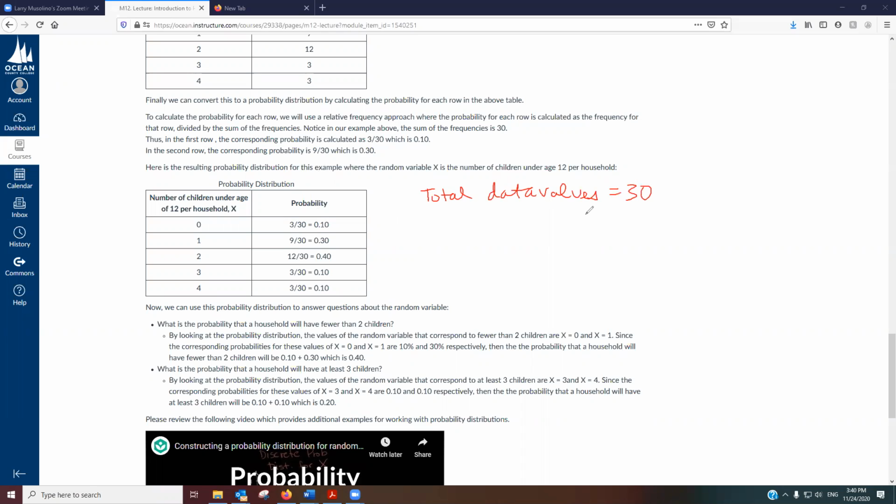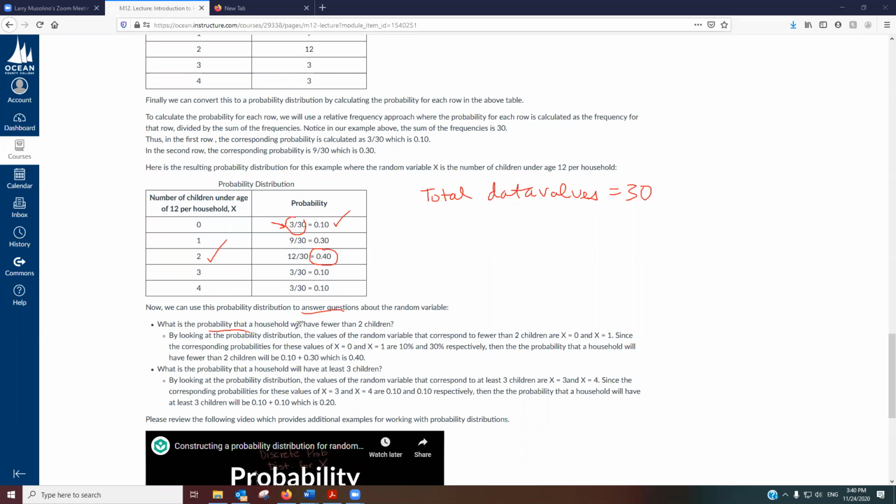To set up a probability distribution, I'll take the frequency for each row. First row, there were 3 families with 0 kids. Divide that by 30. That means there's a probability of 0.10. That's like 10%. There's a 10% chance that a family will have no kids. There's a 40% chance that a household will have two children. So now we can answer questions.